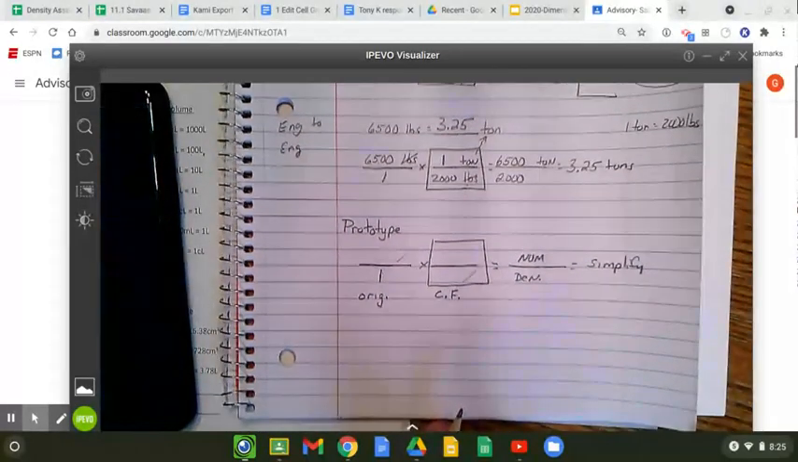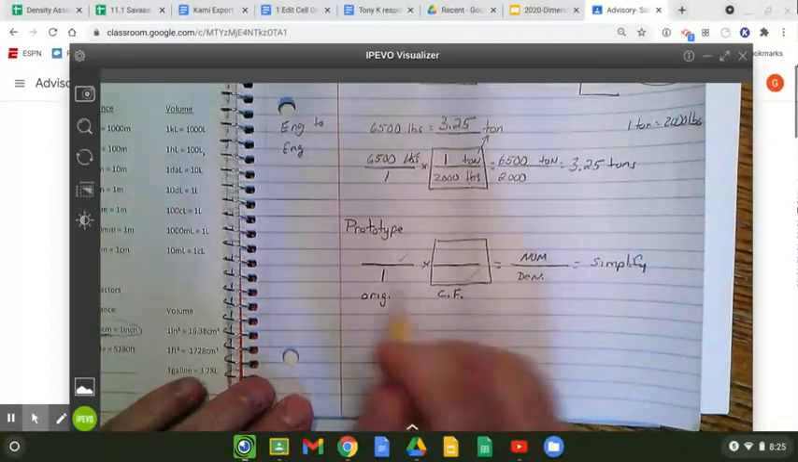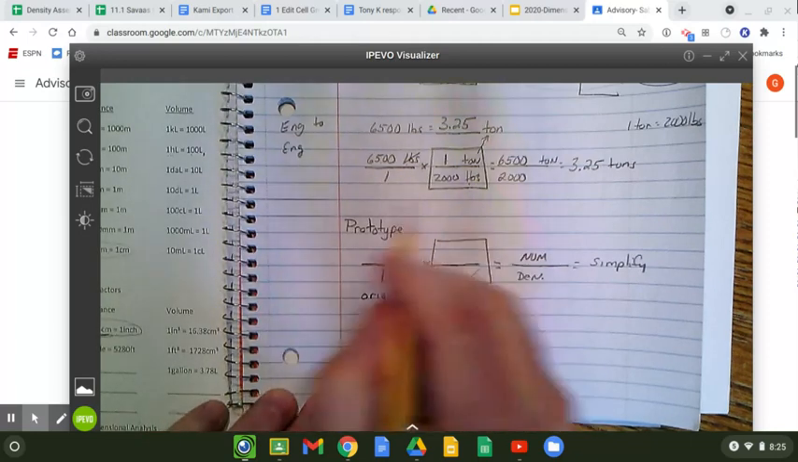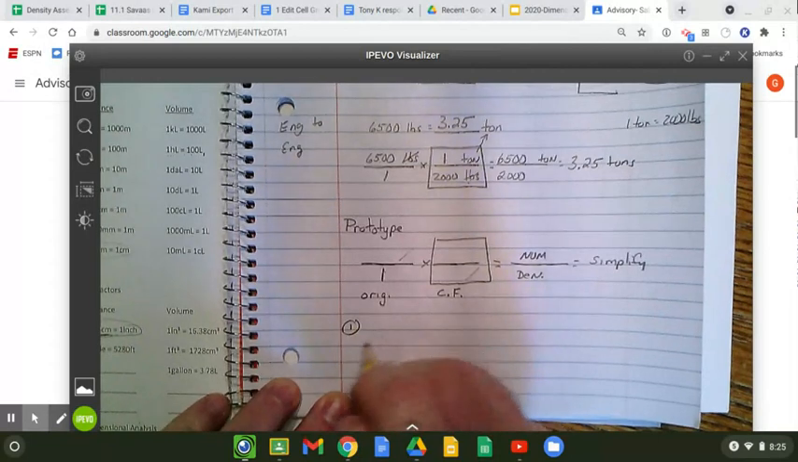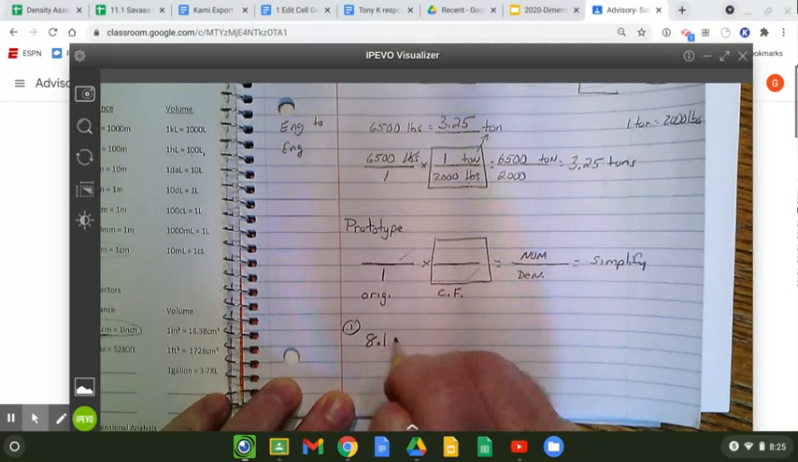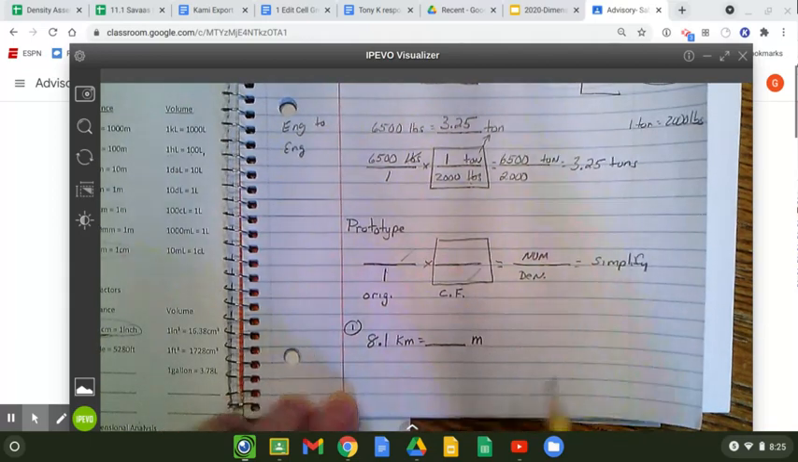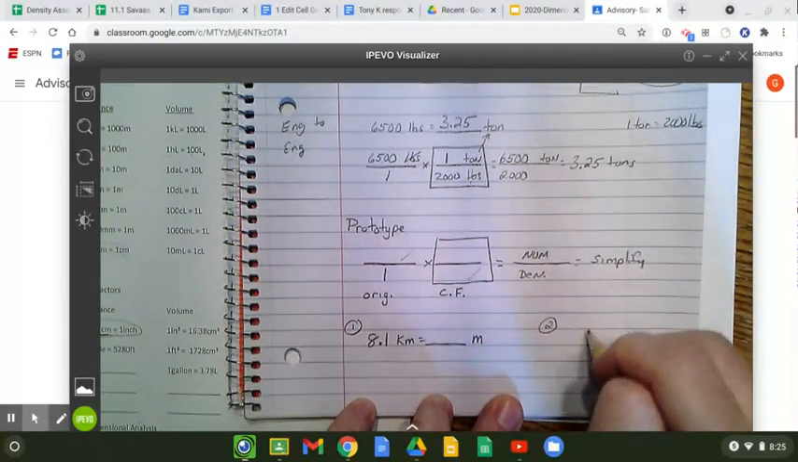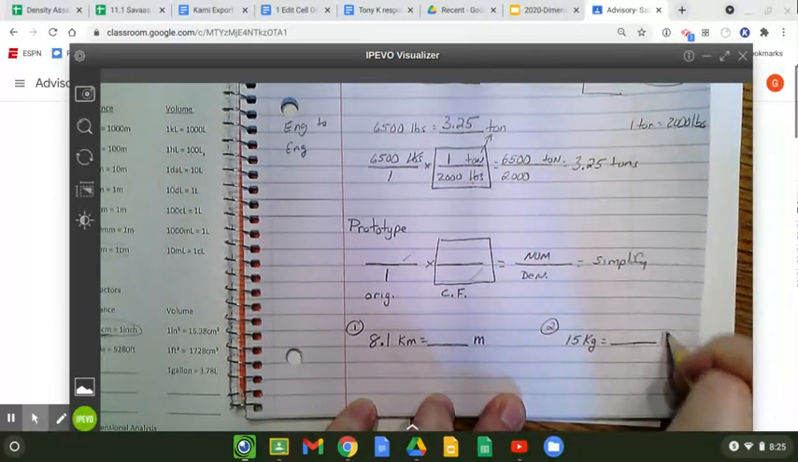What I want you to do is give these two problems a shot and then put them on scrap paper and submit it to me. Problem 1 is going to be 8.1 kilometers, converting that to meters. Again, I want to see the conversion factor. And problem 2, we'll do 15 kilograms, convert that to pounds.